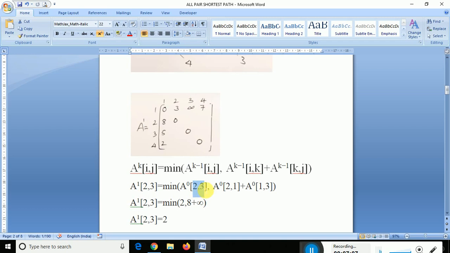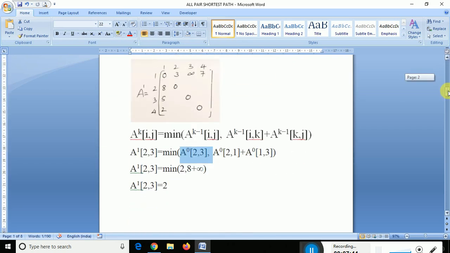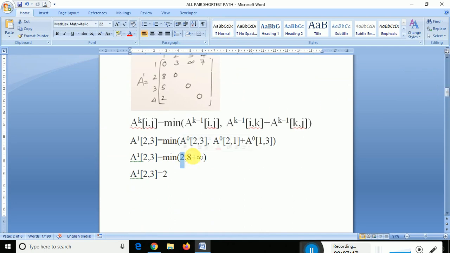2 3 is, I have written here 2 comma 3, that is i comma j. i j means what? 2 3. So I have written 2 comma 3. Next a of 0, i comma k. k value is what? 1. So 2 comma 1 plus a of 0, 1 comma 3. k means what? 1. 1 comma 3. So what will we get as the answer? a of 2 comma 3 is 2. I have written here 2.